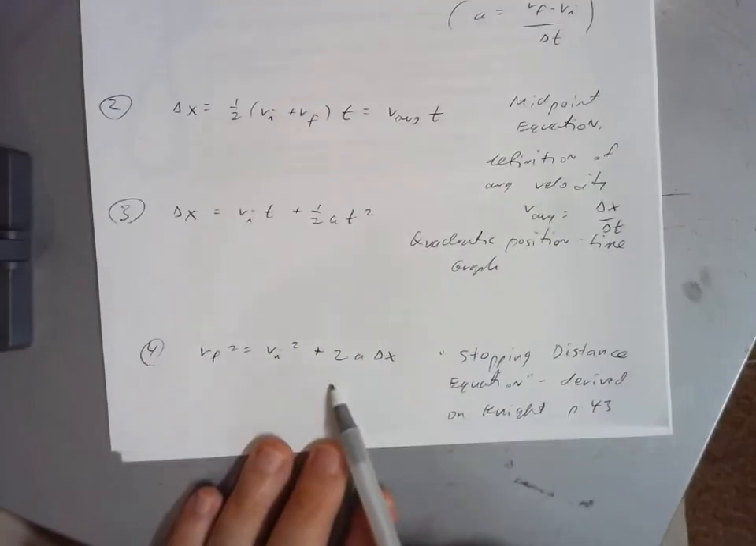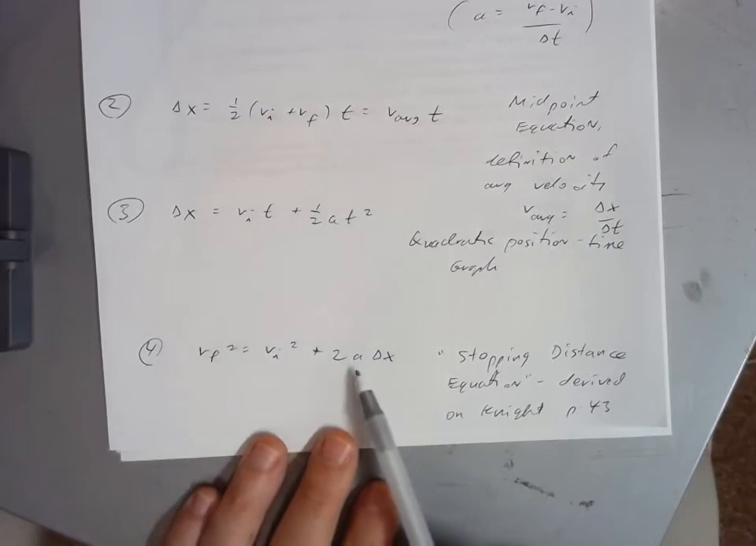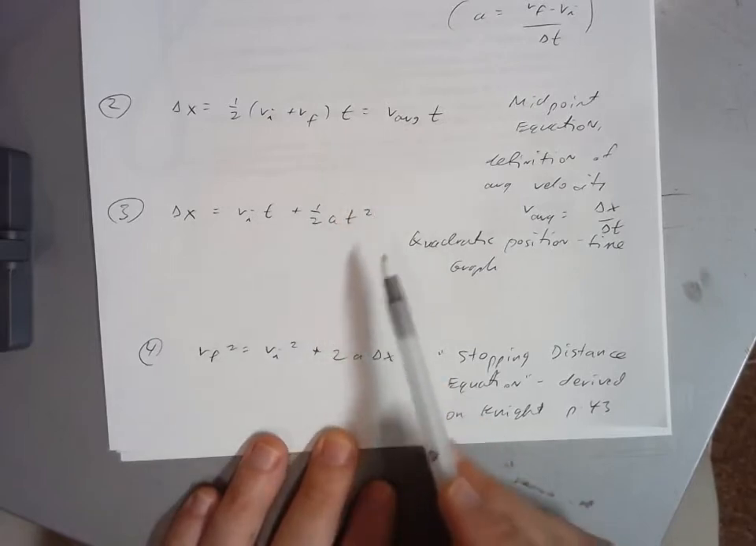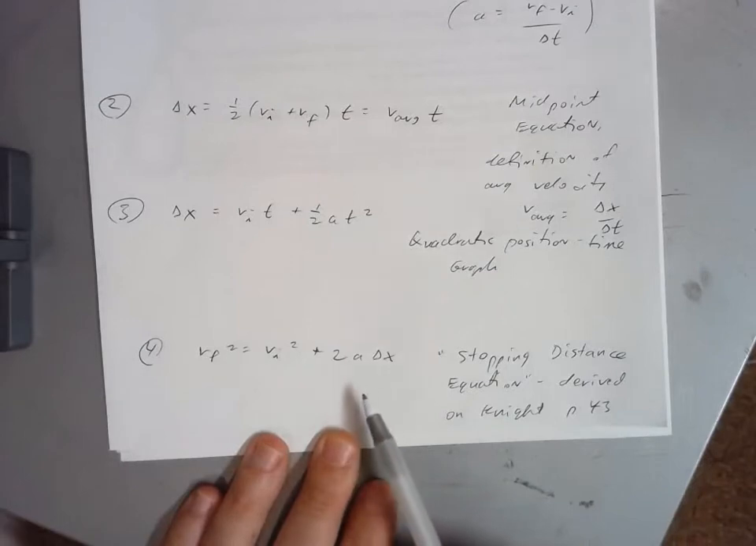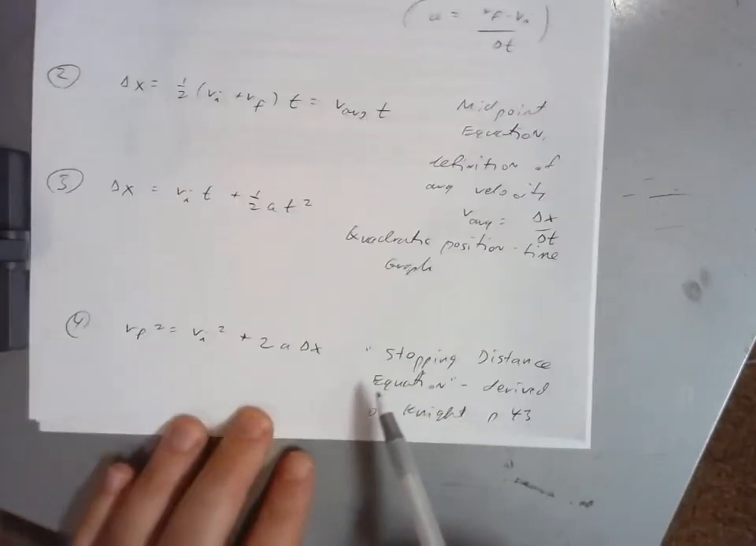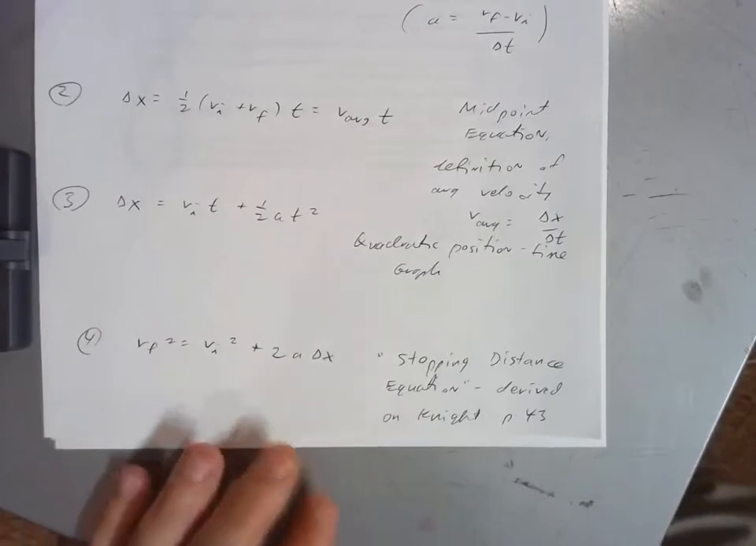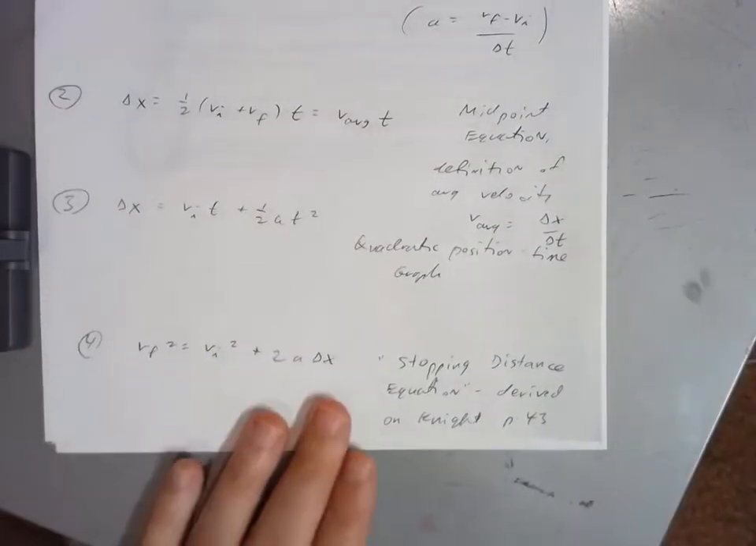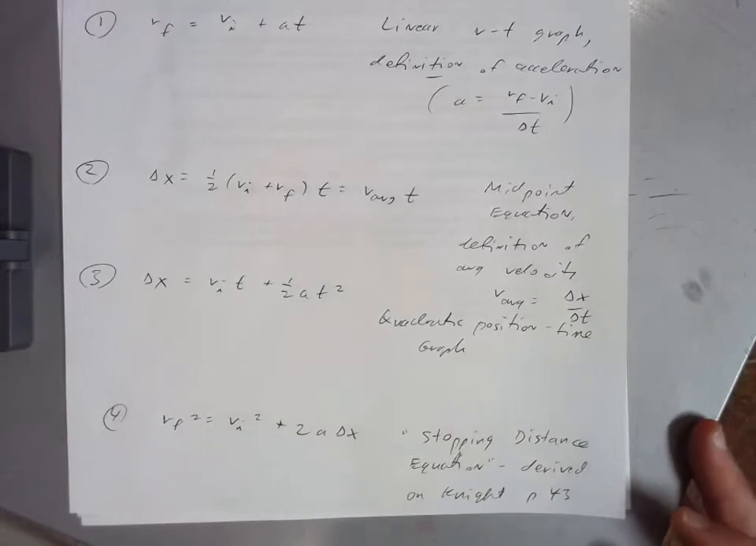Equation 4 is derived in the textbook. You can derive it by eliminating the variable t from one of these equations above and subbing it into a different equation above. So this one does not involve time. And this one I call the stopping distance equation, for reasons that you'll see later on in the course. So we're going to use these relationships among displacement, velocity, acceleration, and time.